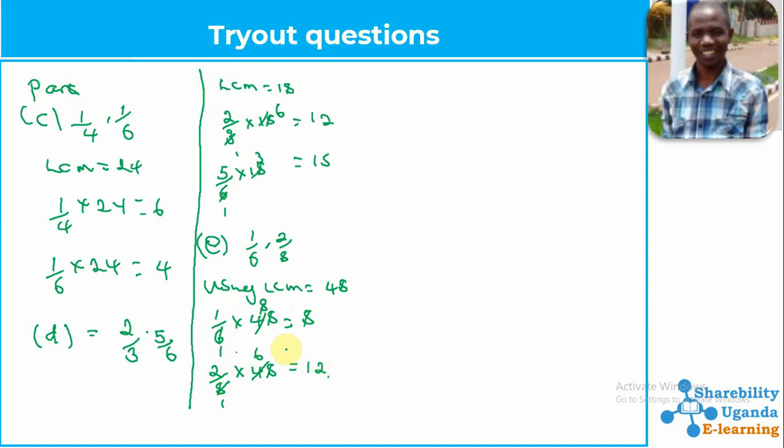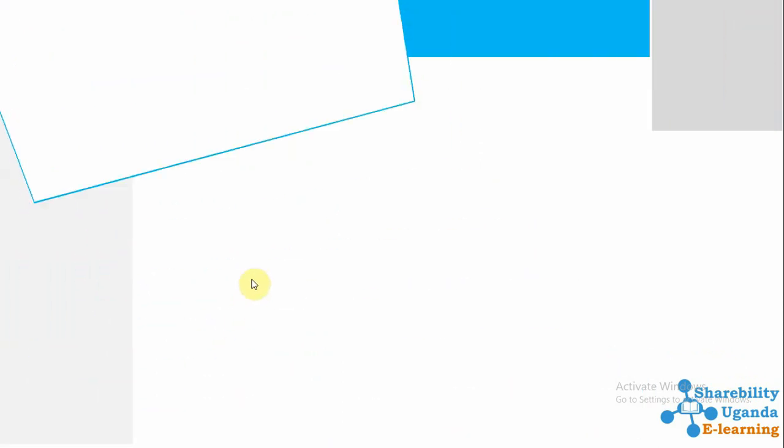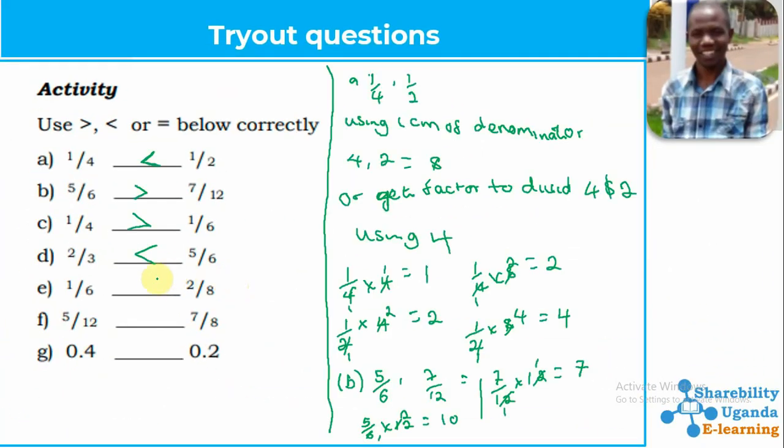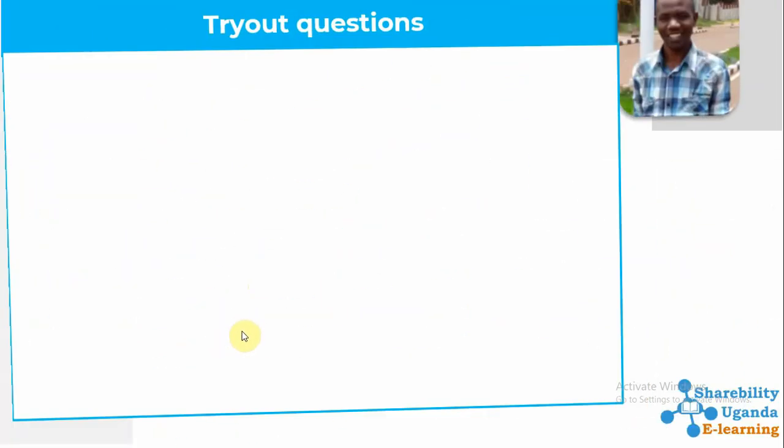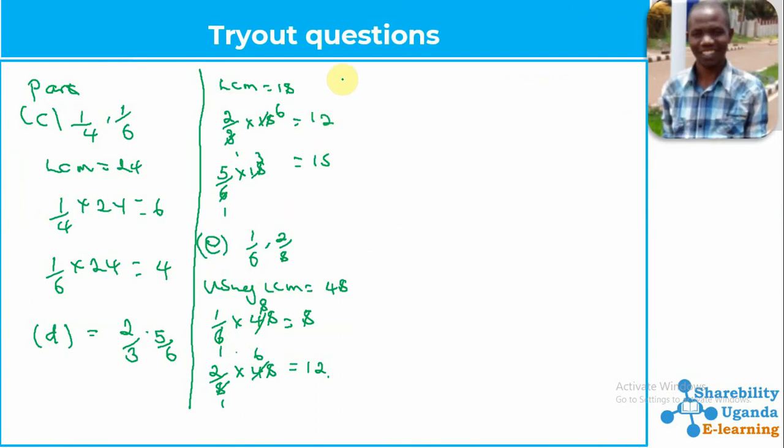So this simply means that our 2 out of 8 is greater than 1 out of 6. 2 out of 8 is greater than 1 out of 6. Okay, so this one is greater than this. Let's complete with our last numbers, 5 out of 12 and 7 out of 8.